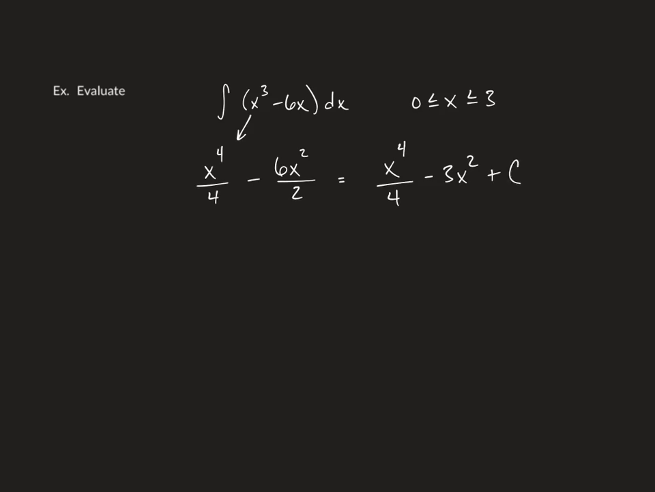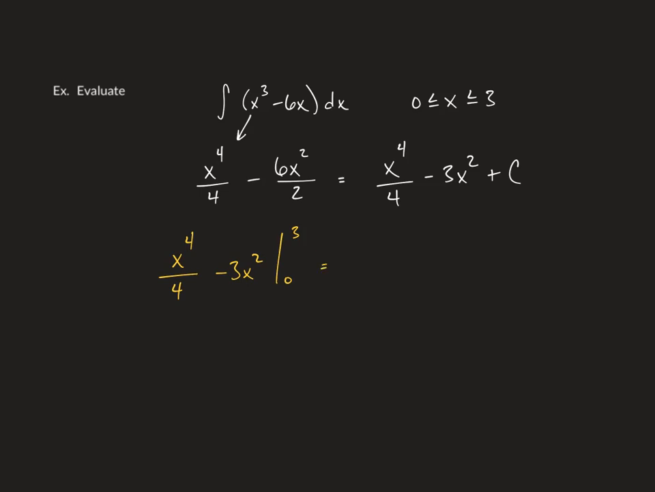But since it's being evaluated over this interval from 0 to 3, now we're asking for a definite integral. And so at that point, we can assume that c is anything. I'm going to assume that c is 0. So what I'm going to do is evaluate x to the fourth over 4 minus 3x squared plus 0 over the interval from 0 to 3. So I'm going to evaluate that antiderivative at 3, evaluate that antiderivative at 0, and then subtract those two results.